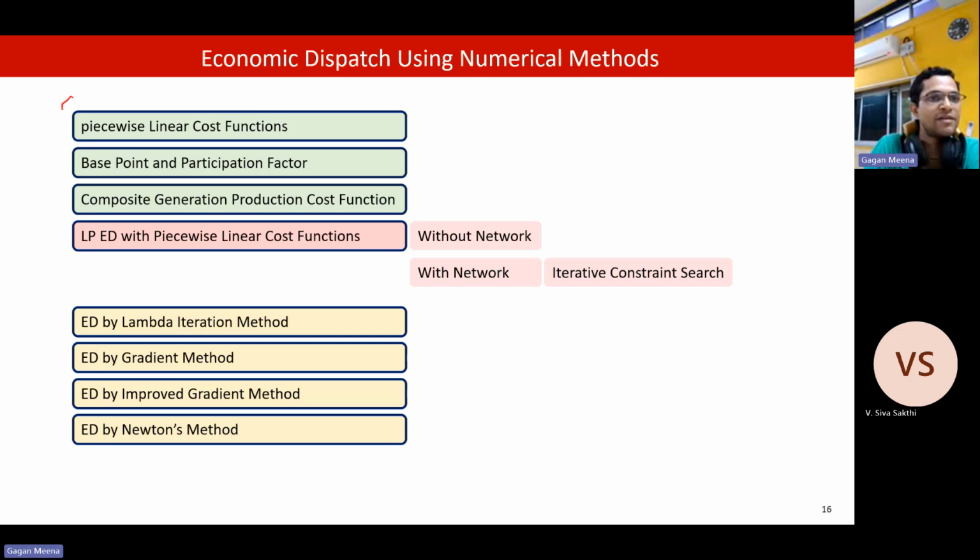An important thing of today's session is these different methods used for solving economic dispatch. And these are the preliminaries. This was discussed in week 3, lecture 3 of that week, and this is from the last lecture of week 2.